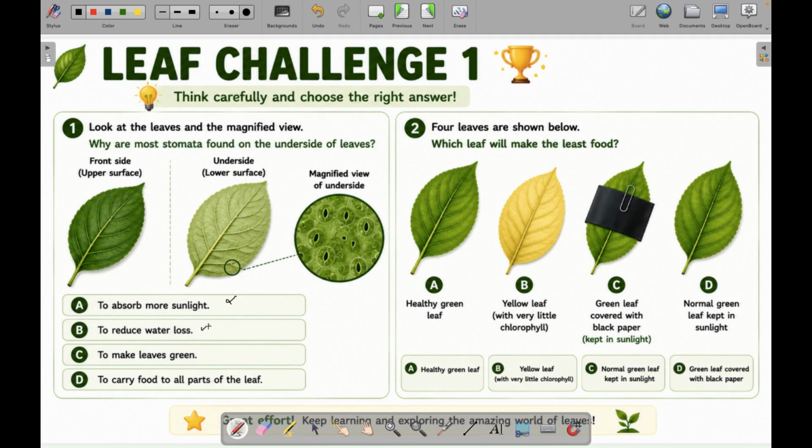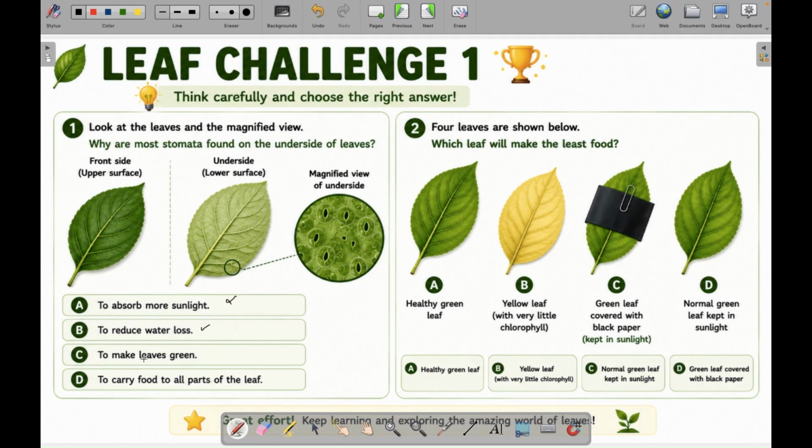Yes, it is to reduce water loss. Why? Because if the plant loses a lot of water, we have already seen that transpiration is required. So water loss is required. So plants need to lose water, but they do not need to lose excess water or a large amount of water, right? Otherwise, it will dry up. That is why stomata are present on the underside, because if they are exposed to sunlight, the plant will lose more water. If they are on the underside, then it is going to lose relatively less water.